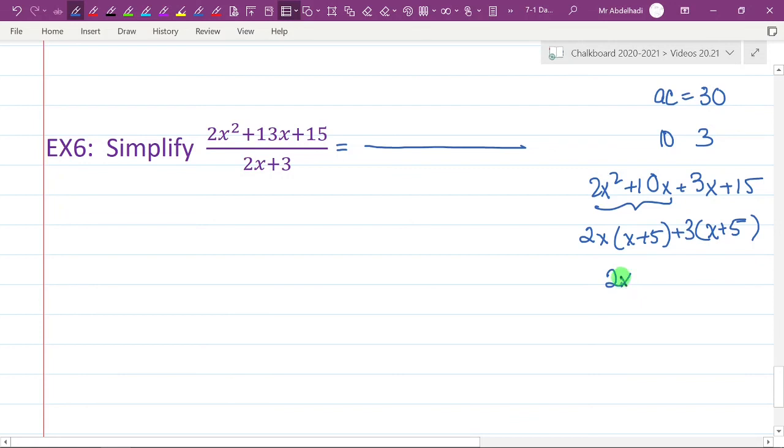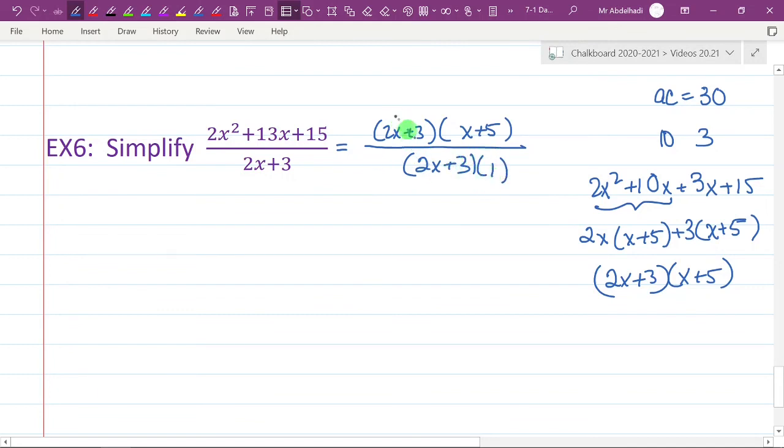So my factorization is 2x plus 3, x plus 5. So I'm going to put that up here. 2x plus 3, x plus 5. Now the bottom is 2x plus 3. Can I factor out a 2x plus 3 out of 2x plus 3? Yes, I can. If I factor this out, it becomes 2x plus 3 times 1, right? Because you factor out 2x plus 3 from here, all that's left is 1. And now you see you have a common factor in the numerator and the denominator. So that leaves you with just x plus 5 over 1, which is simply x plus 5.